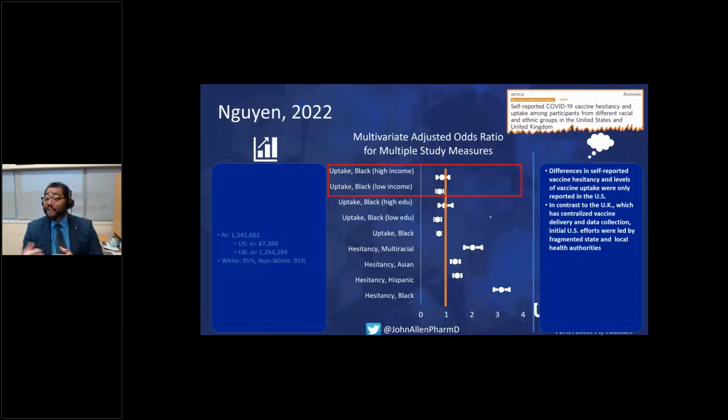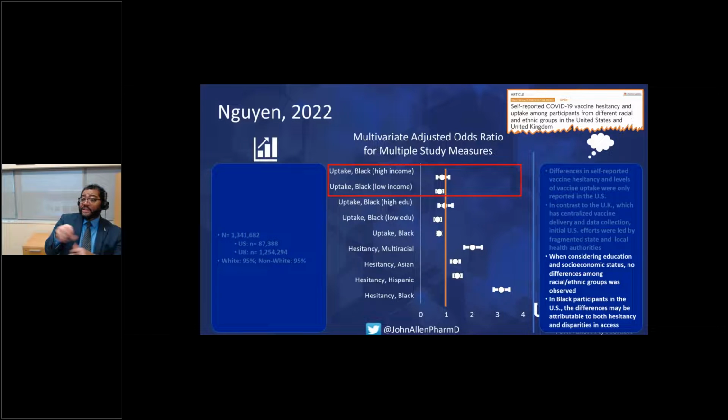Now, in contrast to the UK, which has a centralized vaccine delivery and data collection service, initial US efforts were largely driven by state and local health authorities, and that looked different in different counties and states.